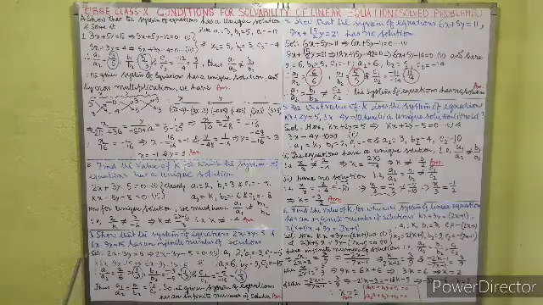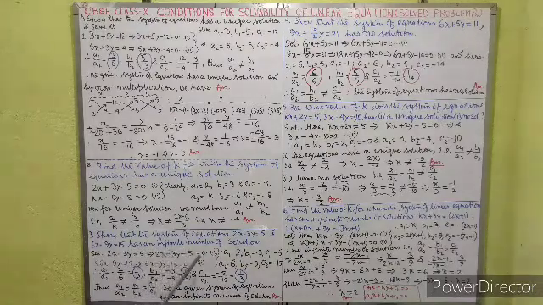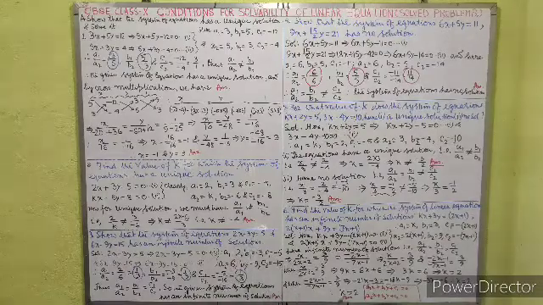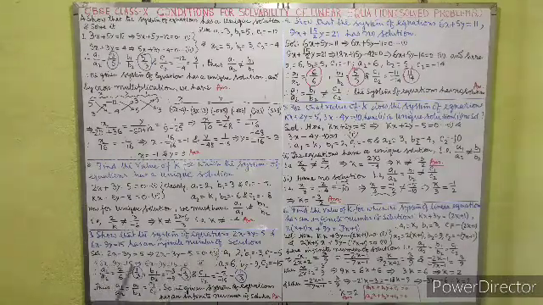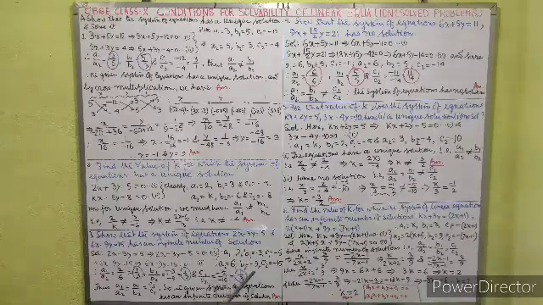Question number 3. Find k so that the system of equations 2x minus 3y minus 5 and 6x minus 9y equal to 15 has an infinite number of solutions. At first we have to change this into the same previous form. This is 2x minus 3y minus 5 equal to 0 as number 1, and number 2 is 6x minus 9y minus 15 equal to 0. Here a1 equal to 2, b1 equal to minus 3, c1 equal to minus 5, a2 equal to 6, b2 equal to minus 9, and c2 equal to minus 15.